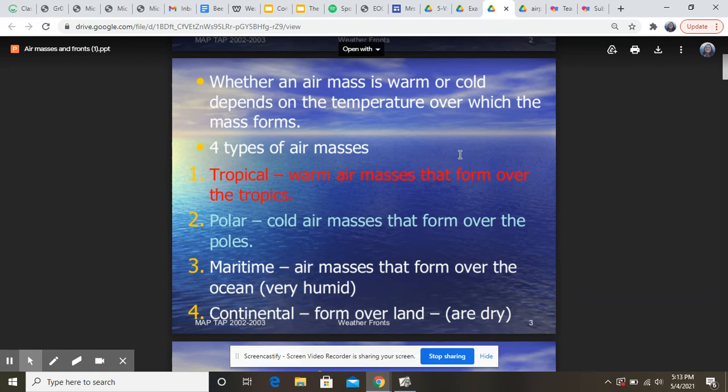There's 4 types of air masses. There's tropical, which is warm air masses, polar, which would be cold air masses, maritime, which is air masses that form over the ocean. So you can remember marine is the ocean. So maritime, I don't know how to say it correctly. Those are air masses that form over the ocean. And continental form over land.